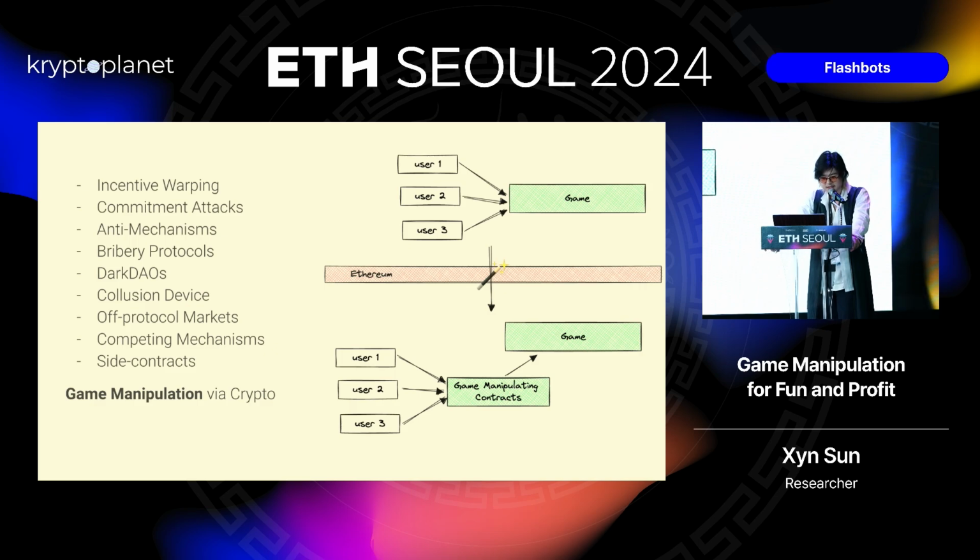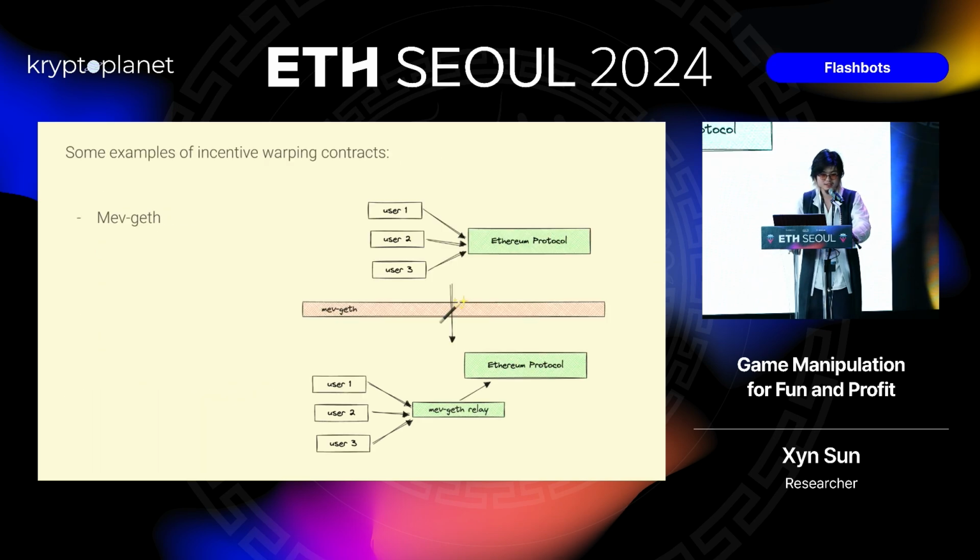And then in crypto, I'm sure you guys have heard many existing contracts for this game manipulation idea. For example, incentive warping, commitment tax, content mechanisms, bribery protocols, or dark DAOs, collusion devices, auction markets, competing mechanisms, or side contracts.